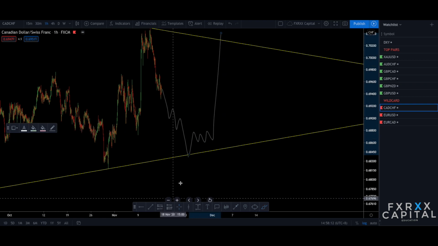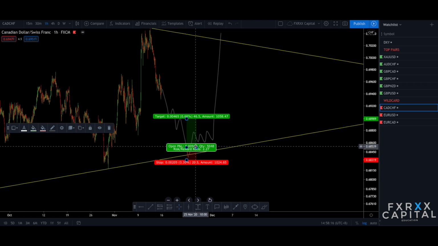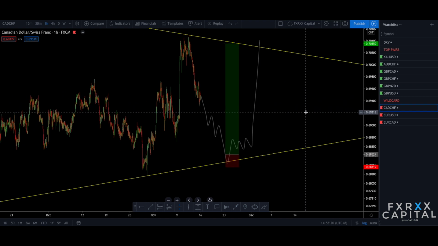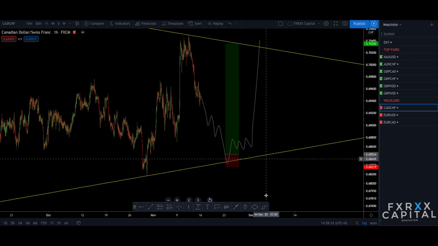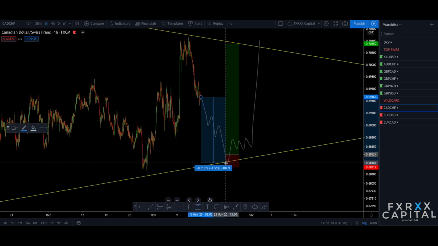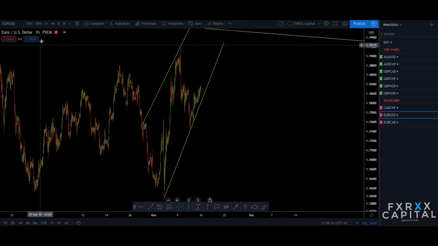My stop loss will be below the structure and move to the upside. This will be my setup for Canadian dollar for next week. We got a few days of move to the downside, because we got 100 pips, nothing, about 2 to 3 days to move 100 pips. Next we move to Euro USD.